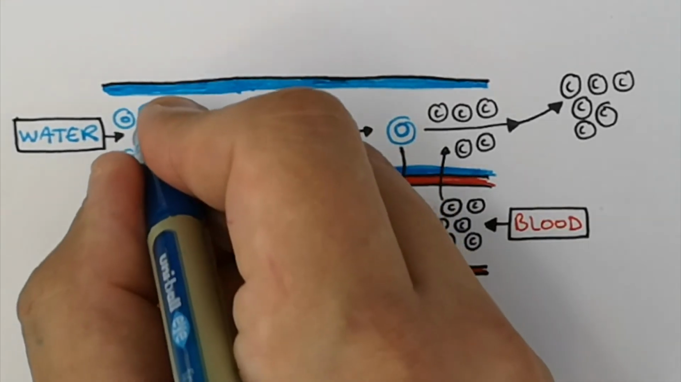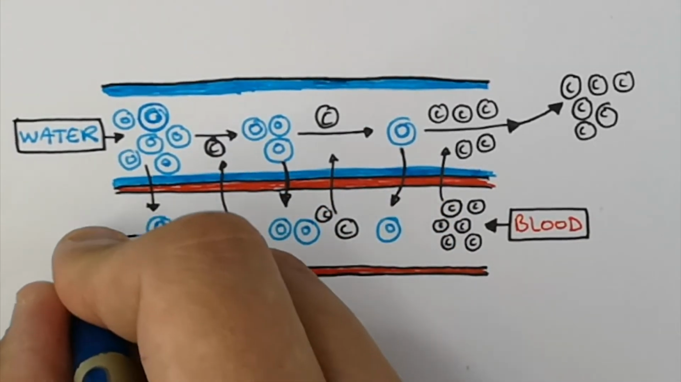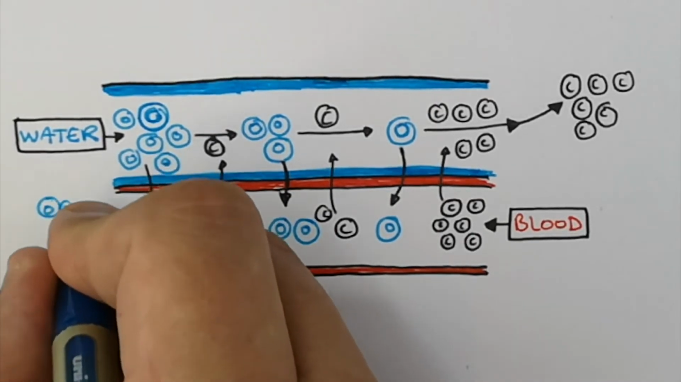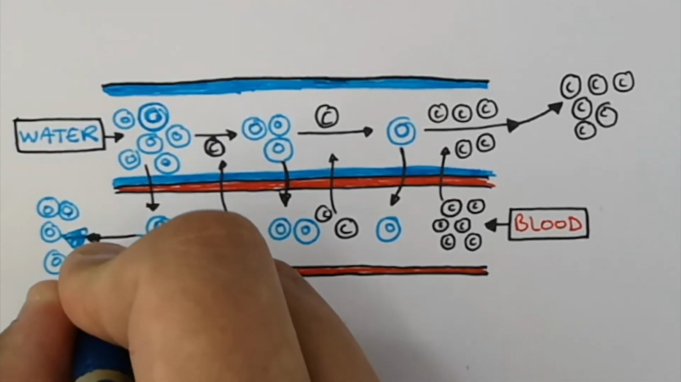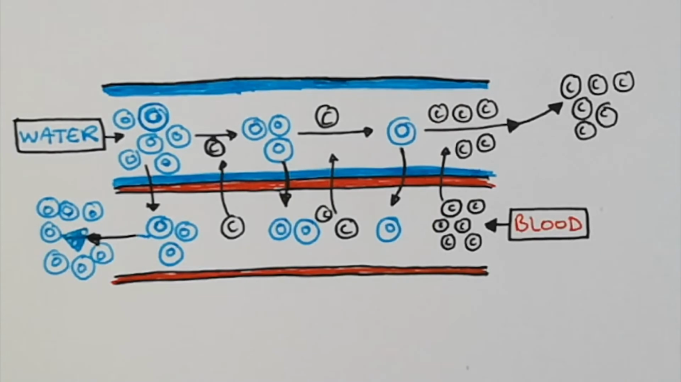So the blood, as it leaves the gills via the blood capillaries, has a high concentration of oxygen in it but a low concentration of carbon dioxide, and the water, as it leaves the gills, is going to have a high concentration of carbon dioxide but a low concentration of oxygen.